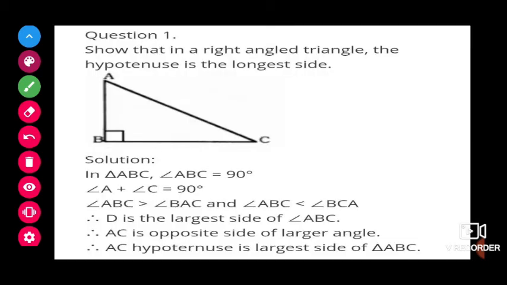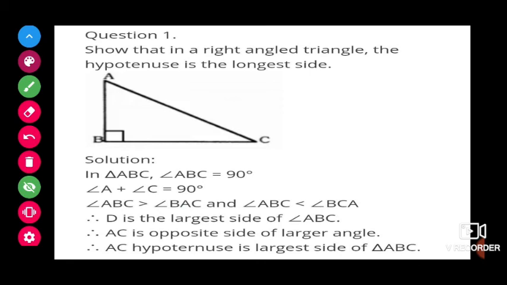Exercise 5.4. Show that in a right angle triangle, the hypotenuse is the longest side. Here, by using the property, children, what is the property? Whenever I showed you the triangle properties at the start, always the side which is opposite to the larger angle will be the longest side.